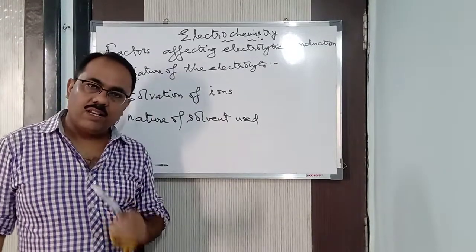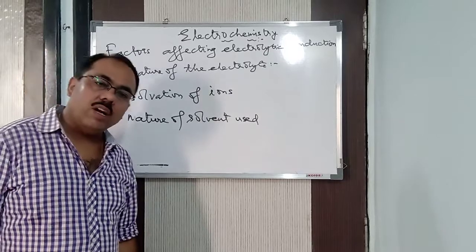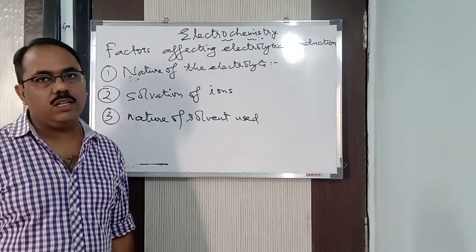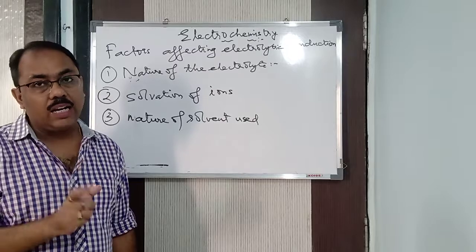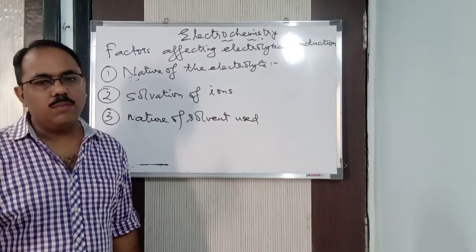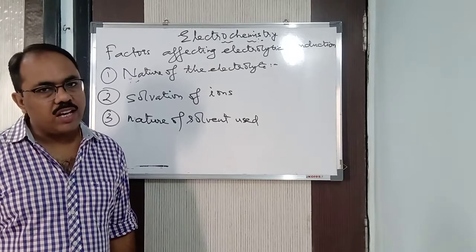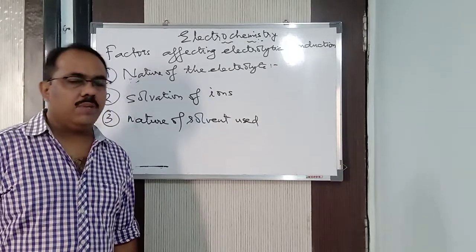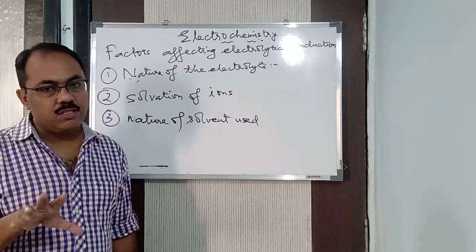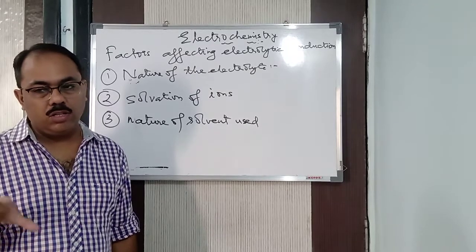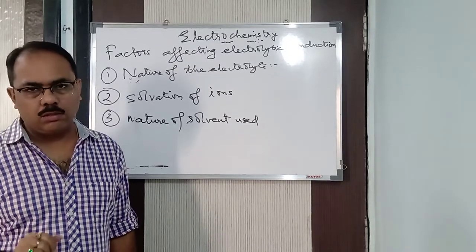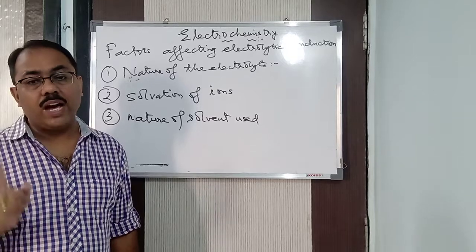For example, sodium chloride, when it is dissolved in water, dissociates into its ions because water has a high dielectric constant. Now, if sodium chloride is dissolved in kerosene or in alcohol, will it dissociate into its ions? No. Why? Because those substances, alcohol, kerosene, petrol, are non-polar solvents. A non-polar solvent does not have a high dielectric constant.